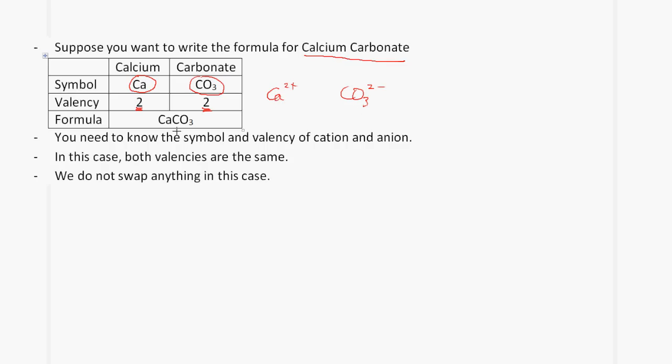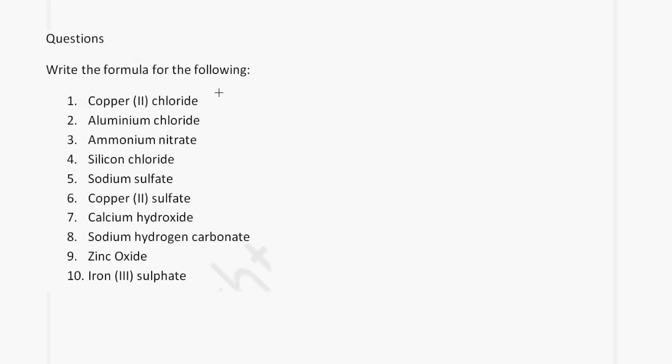Now, we have a few questions here. Copper(II) chloride. Copper is Cu, chloride is Cl. The valency of copper is 2 and the valency of chloride is 1. So we'll have to swap the valencies. So it'll be CuCl2.